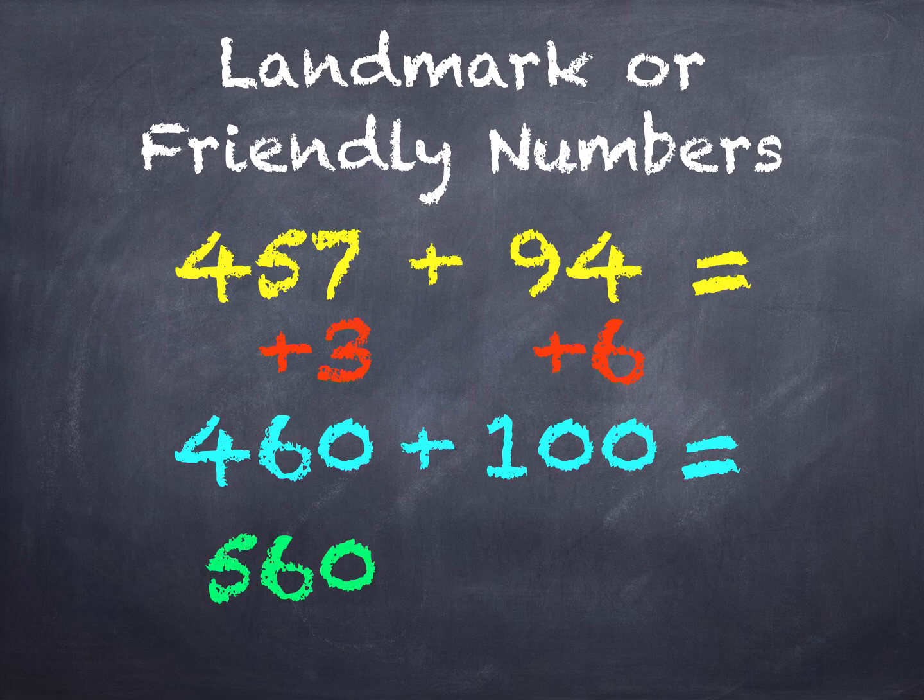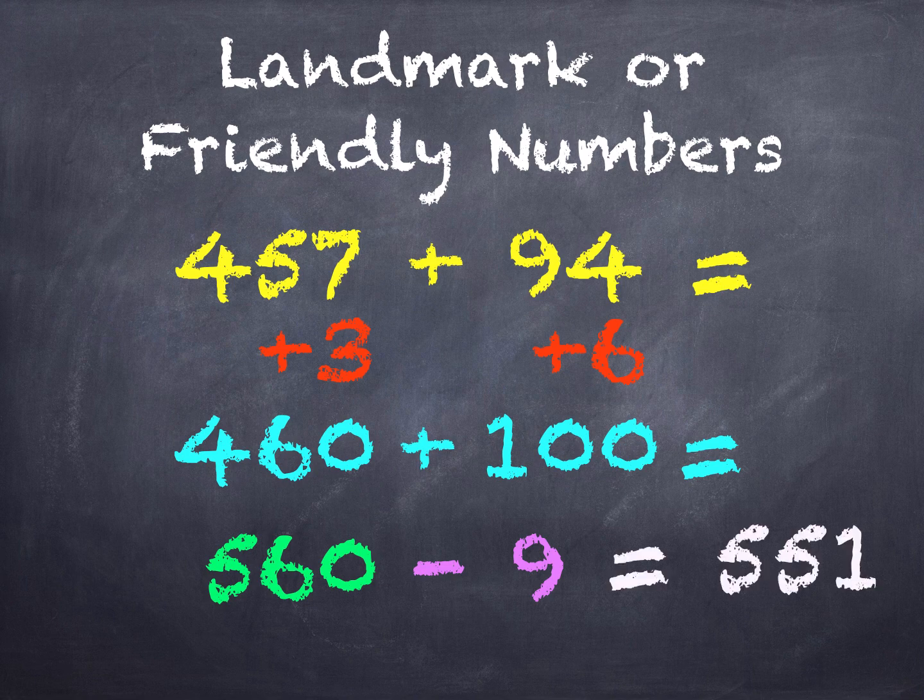But I'm not done. When I'm doing landmark or friendly numbers, I need to keep in mind what I did to get this nice friendly question. Right now, I added 9 in total, 3 plus 6 is 9. So I have to subtract the same amount. Now I have 560 take away 9 equals 551. And that's how we do landmark or friendly numbers. Those are the three strategies that we used in math today.